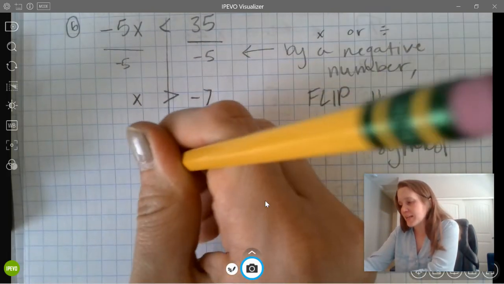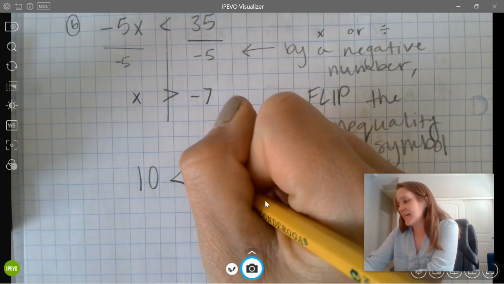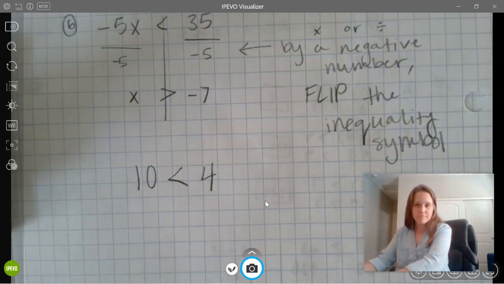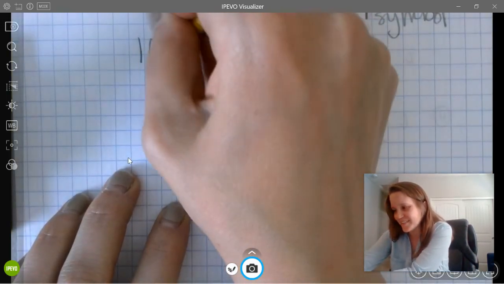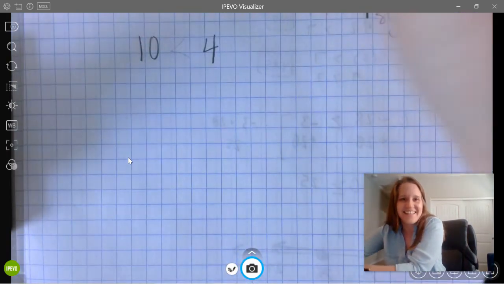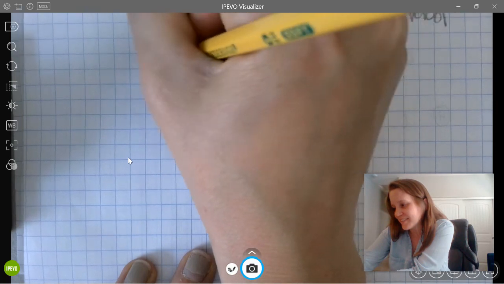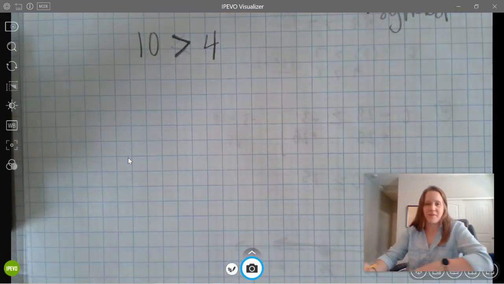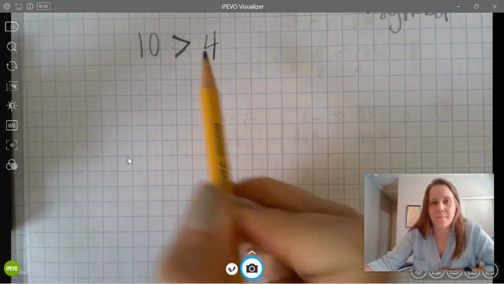I'm going to write an inequality statement, and I want you to see if it's true or not, okay? 10 is less than 4. Do you agree that 10 is less than 4? No. I'm already doing it backwards. I'm sorry. You should have disagreed. 10 is greater than 4. Oh my gosh. Okay, do you agree with that? I didn't mean to trick you. I just made a mistake. 10 is greater than 4, right?